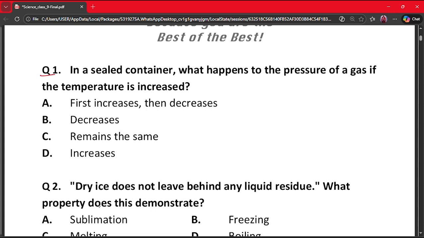Question number 1. In a sealed container, what happens to the pressure of a gas if the temperature is increased? A. First increases, then decreases. B. Decreases. C. Remains the same. D. Increases. Here, the correct answer is increases, because when temperature increases in a closed container, gas particles gain kinetic energy and they move faster and hit the walls more frequently. So more collisions mean more force on the walls, hence pressure increases.